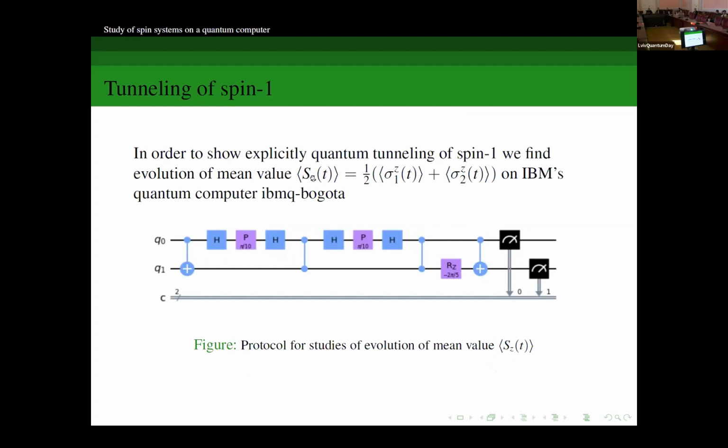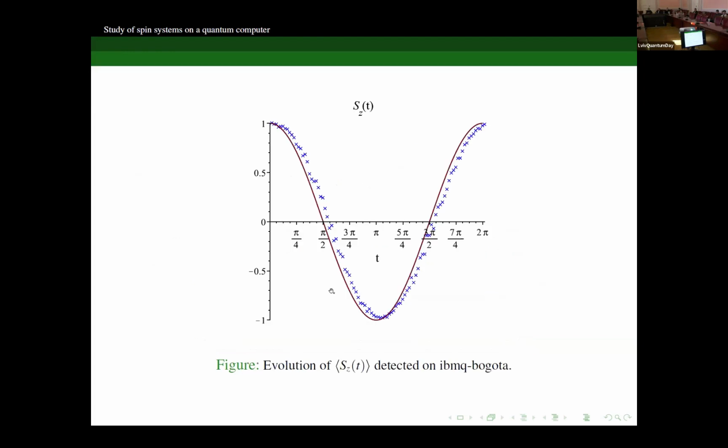Let us consider a mean value of that component. So when we start from spin up, as a result of tunneling, we must obtain spin down and so on. So what we get on the quantum computer: here is the theoretical result, the solid line, and here is the real experiment on the quantum computer. You find very good fitting of results from the quantum computer and the theoretical result. So at the initial state, we have spin up.